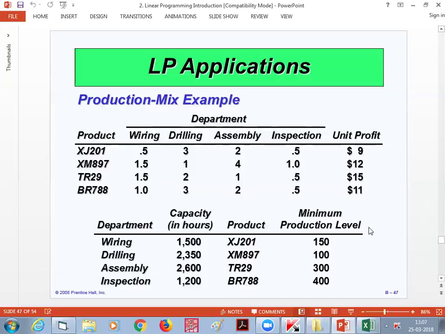These are the capacities of each, 1,500 to 1,000 hours in each of the departments. These are the minimum production levels that we require. So we must produce at least 150 units of the first product, 100 units of the second product, and so on. And these are the profit contributions of each of the products. So the first product gives us a profit contribution of 9, the second product 12, and so on. So what are we trying to decide here?